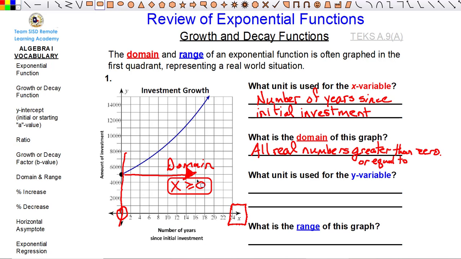Well, the domain would be all real numbers greater than or equal to 0. And we would express it as an inequality. X is greater than or equal to 0. Equal to 0 because time starts at 0. The moment you deposit that money into an investment account and you let it sit there, it's going to start at 5,000. Looks like it's 5,000. Start at 5,000 and go up to the right.